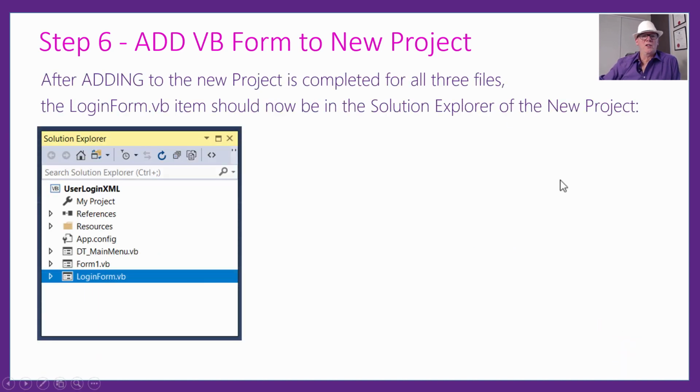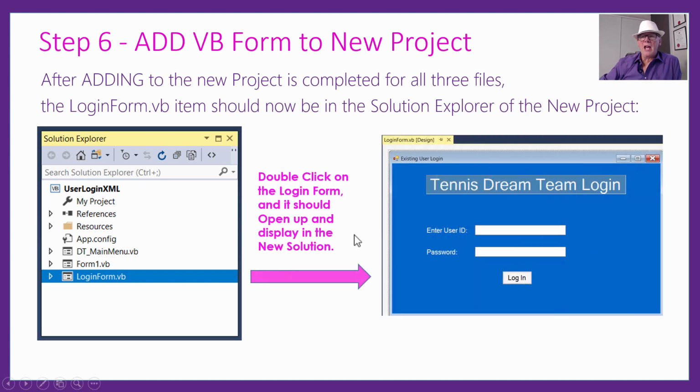Okay, now after we've done those steps and added the 3 files, now in Solution Explorer, you should see that you've got login form.vb present there. So VB knows about that form that you copied across from your old project. And if you double click on that, it should open up and it should look fine.